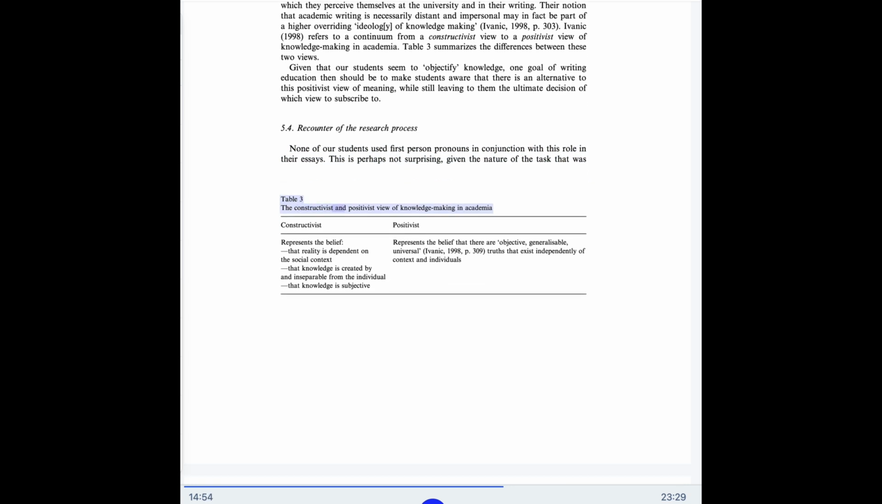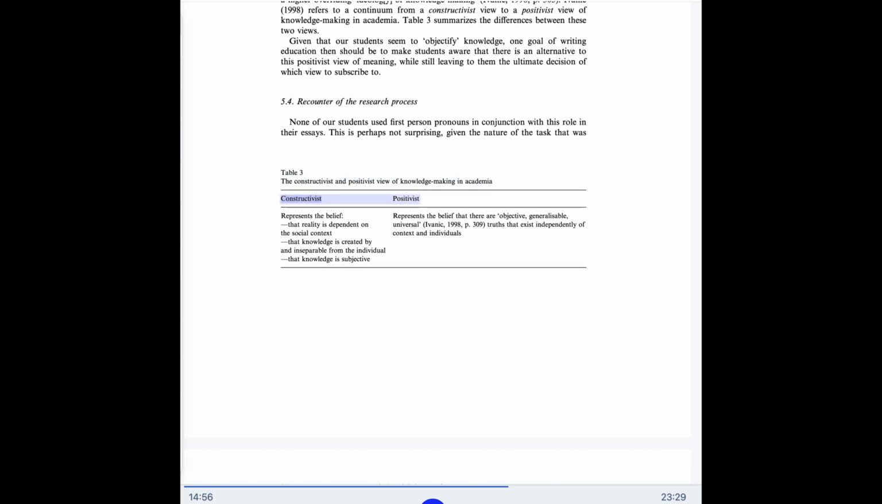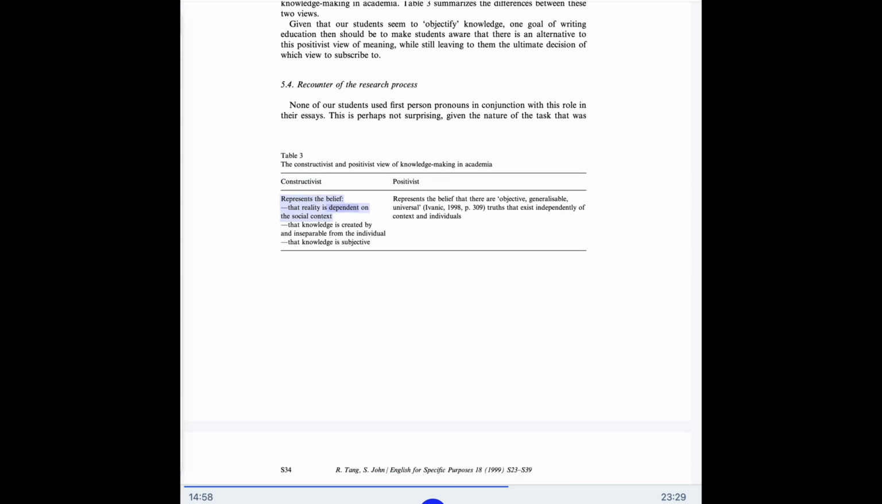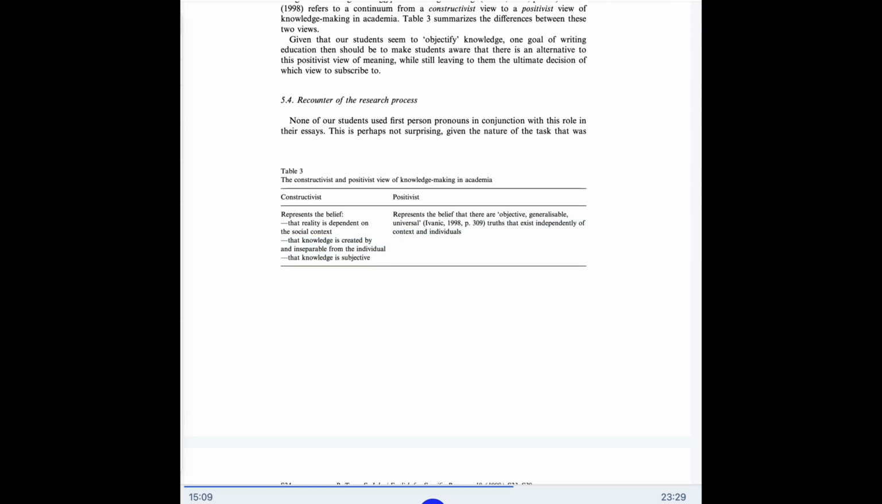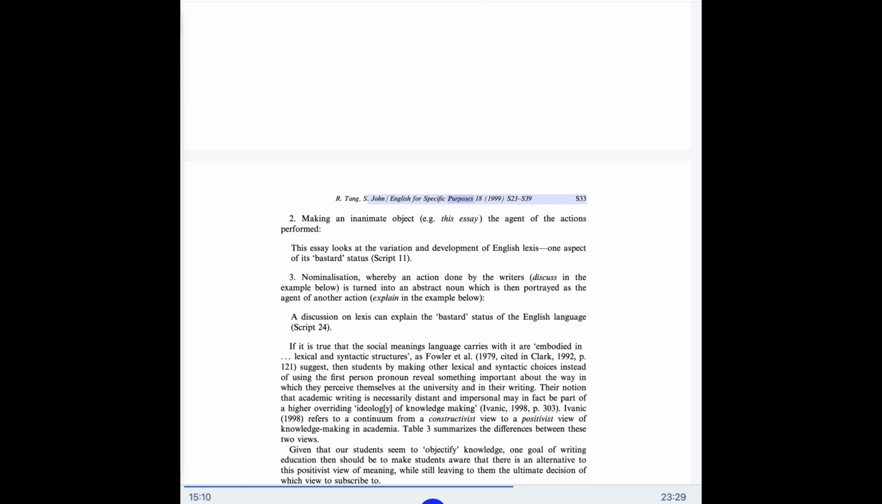Table 3. The constructivist and positivist view of knowledge-making in academia. Constructivist represents the belief that reality is dependent on the social context. Positivist represents the belief that there are objective, generalizable, universal truths that exist independently of context and individuals. Constructivist: knowledge is created by and inseparable from the individual, knowledge is subjective. Ivanic, 1988 p. 309. R. Tang, S. John, English for Specific Purposes, 1989.